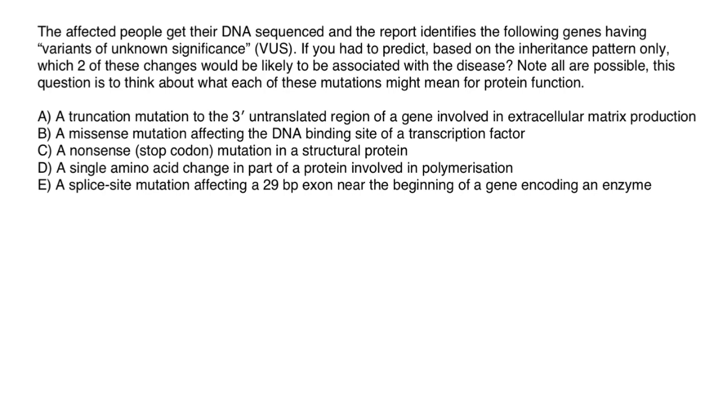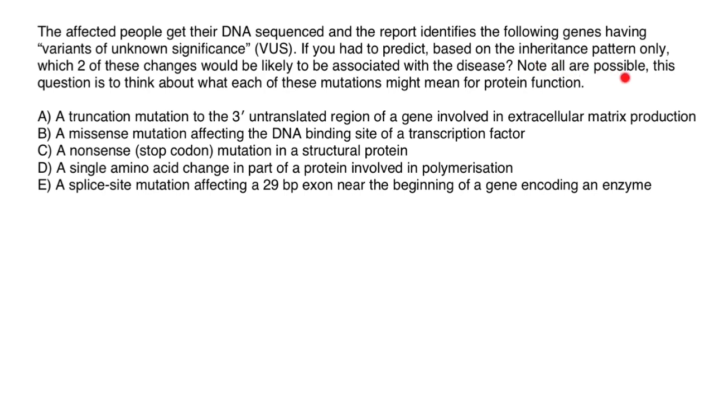And the last question is based on the previous pedigrees, but we don't need those pedigrees to be shown here. We just have found that those pedigrees can be best explained with an autosomal dominant genetic disorder. So here's a question. The affected people get their DNA sequenced, and the report identifies the following genes having variants of unknown significance. If you had to predict based on the inheritance pattern only, which two of these changes would be likely to be associated with the disease?